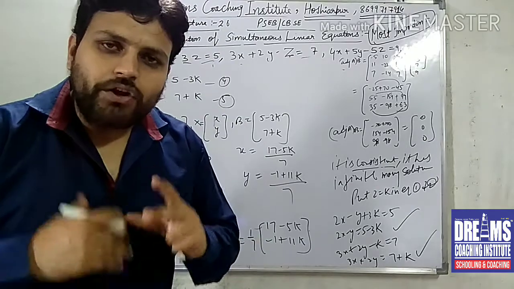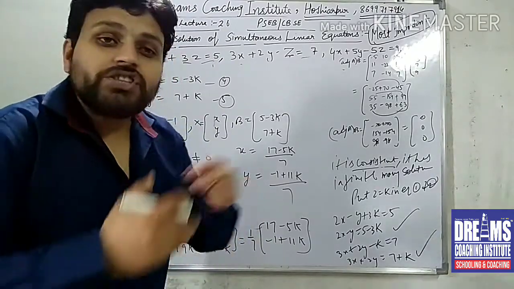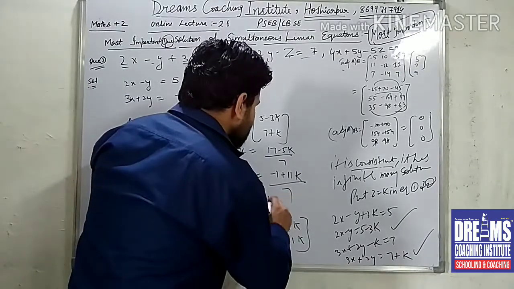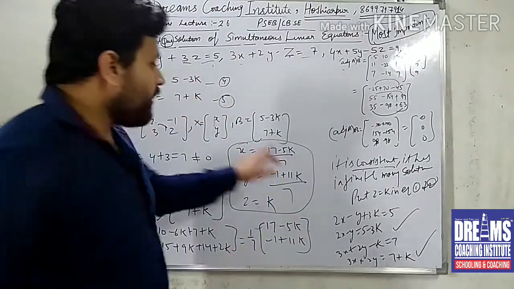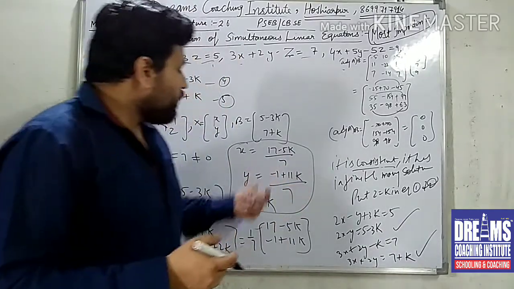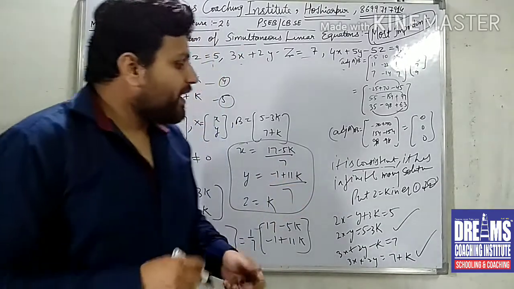Because the value of k is a real number, जैसे जैसे k change होगा बेटा, आंसर क्या है? This is x, this is y and this is z. This is your answer basically. So we can say here, as k is a real number, as the value of the real number changes, the values of x, y, z will change. So it has infinitely many solutions.